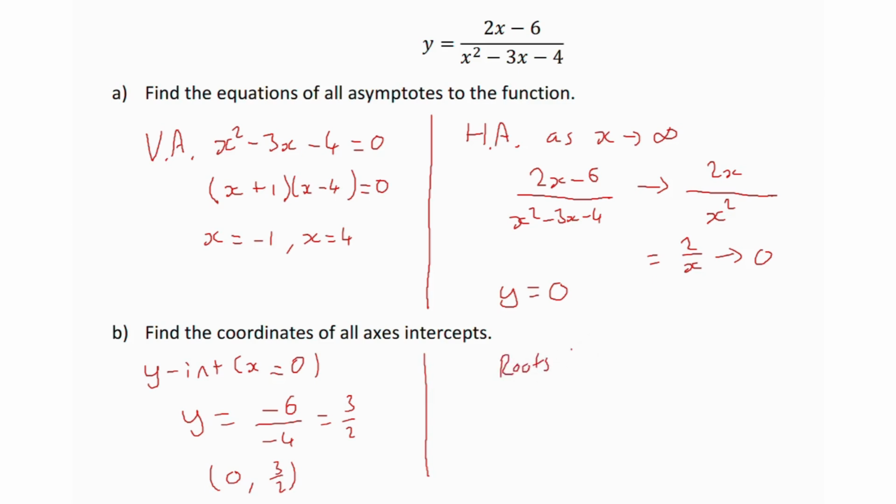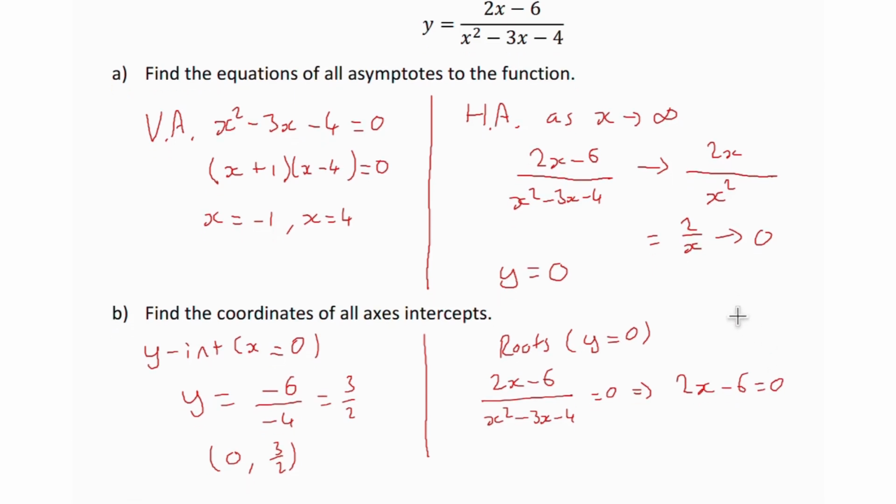Our roots are when y is equal to 0. So that is when 2x minus 6 over x squared minus 3x minus 4 is equal to 0. But when a fraction is equal to 0, it is when the numerator is equal to 0. So 2x minus 6 is equal to 0. So 2x equals 6, x equals 3. So our one root is at 3, 0.